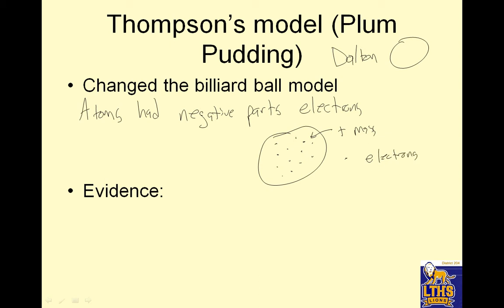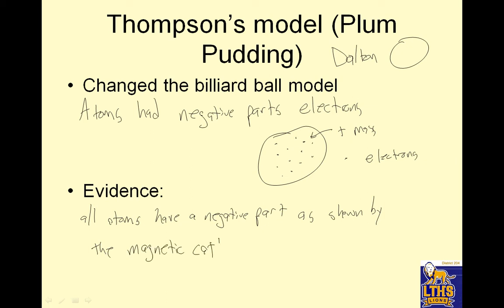His evidence was that all atoms have a negative part, as shown by the magnetic cathode ray tube. Okay? Hope you wrote all that down, including the pictures.